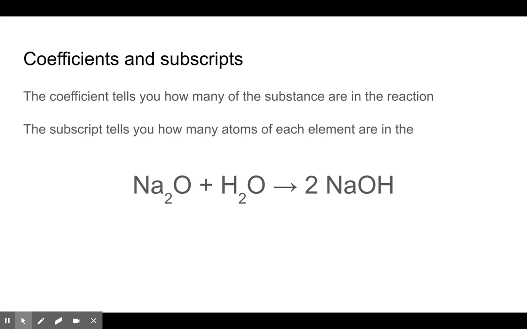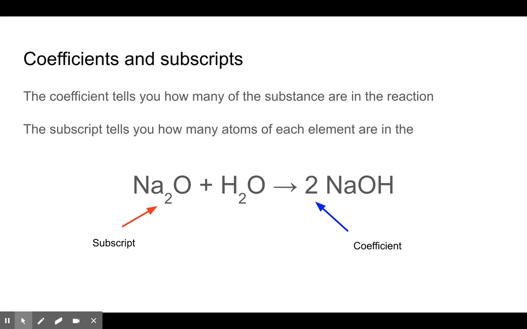Sodium oxide plus water yields 2 sodium hydroxides. The subscript right there, that small 2, tells me that there are 2 sodium atoms. The 2 in front of sodium hydroxide means that there are 2 sodium hydroxide molecules as a whole. There are 2 whole molecules there. We put a 2 in front. It's sort of like in math when we have 2x, that means there are 2 x's.